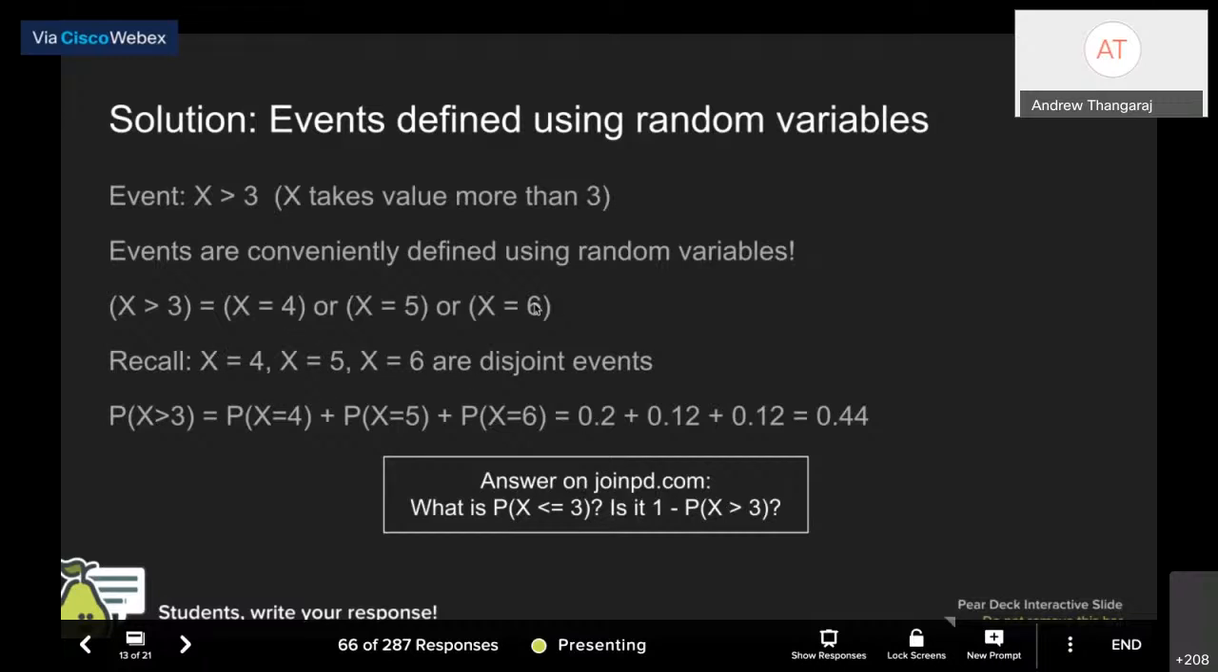So when you have disjoint events and OR, what can you do? The probability is just the probability of X equals 4 plus the probability of X equals 5 plus the probability of X equals 6. You just add the three, and you get 0.4.